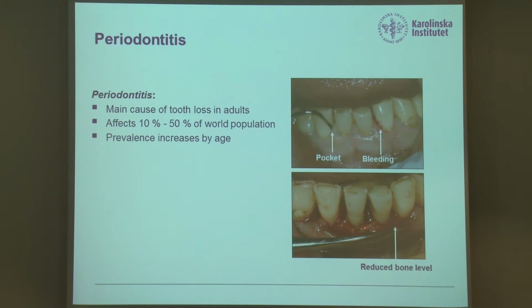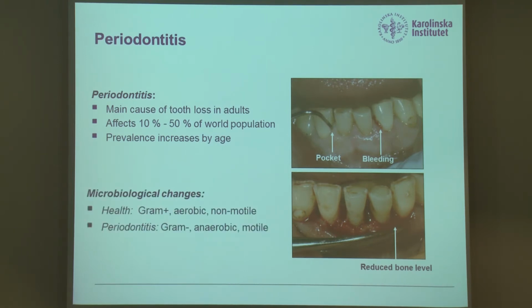And during surgery, when we raise the flap, we can actually see the loss of bone. The bone should have been actually close to the cervical region of the tooth, but it has been destroyed as a result of the inflammatory process. That comes also with microbiological changes of the associated biofilms. In health, we have gram-positive bacteria, anaerobic and non-motile. But when a biofilm becomes subgingival and is associated with periodontitis, the dominating bacterial species are gram-negative, anaerobic, and motile.